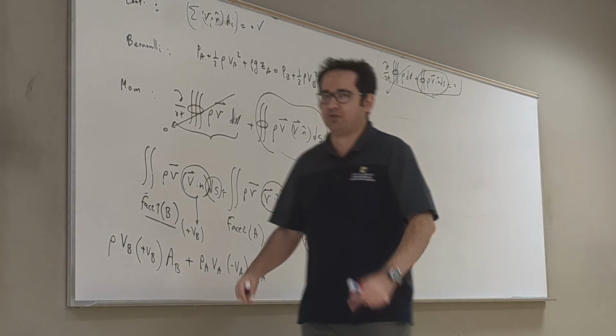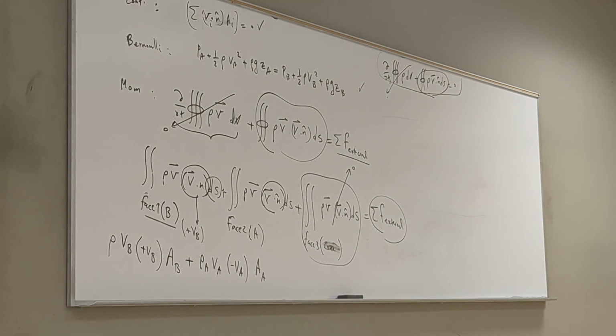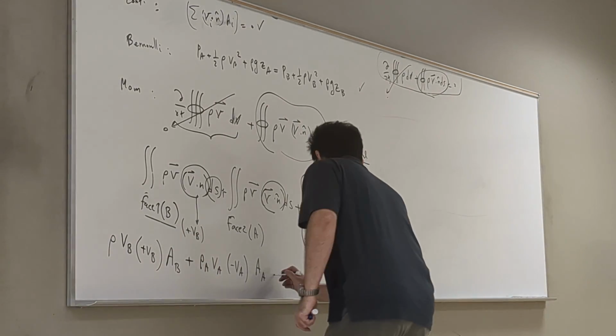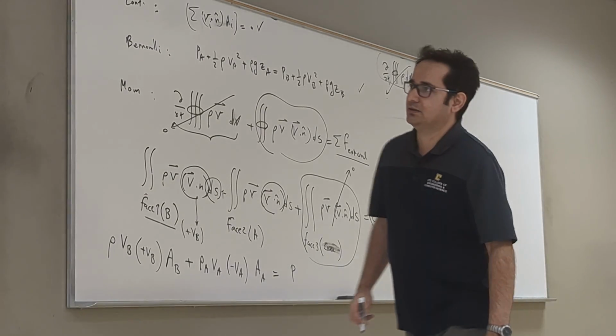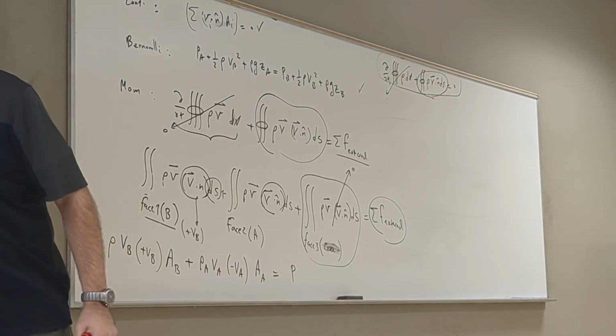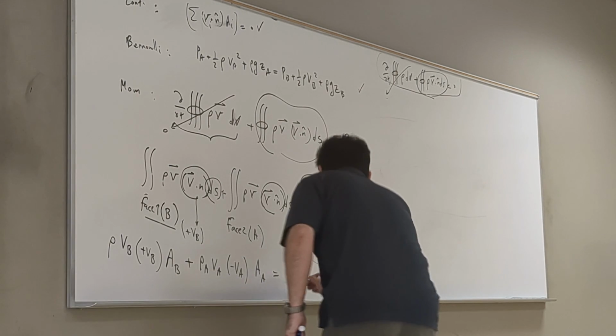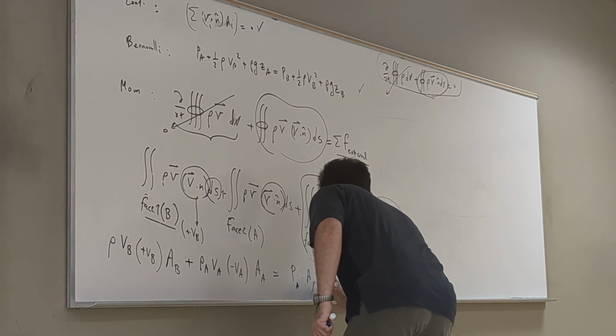The external loads. What external load do I have? I have one load here. You see that? The pressure load. What's that? The pressure at A. This should be equal to the pressure at, did I call this point A? Yes. Pressure at A times the area at A, positive or negative?